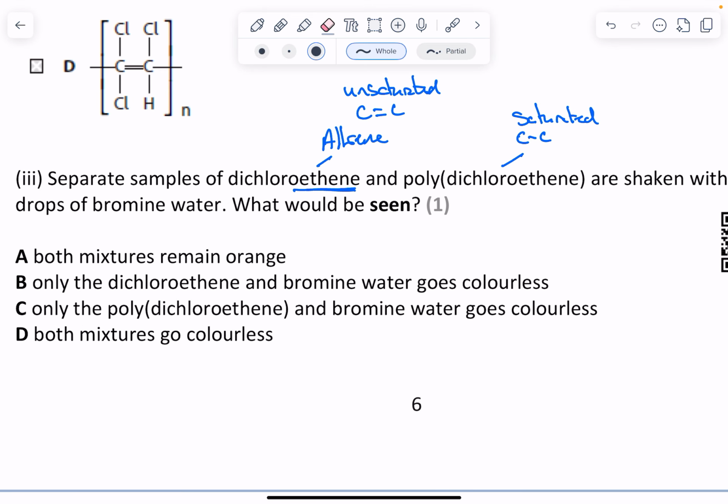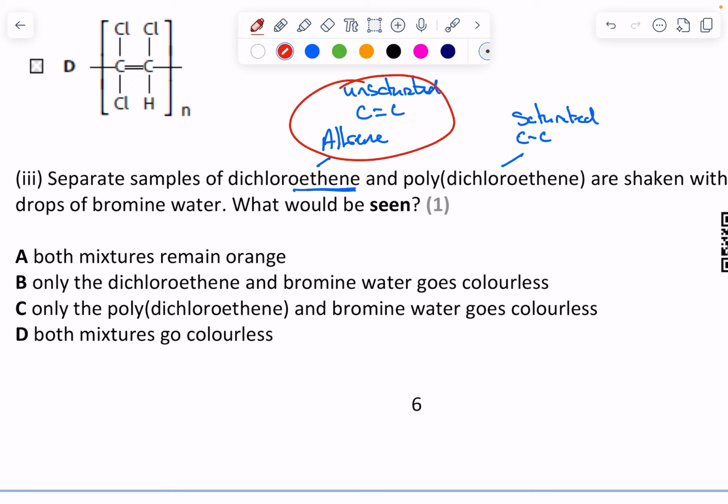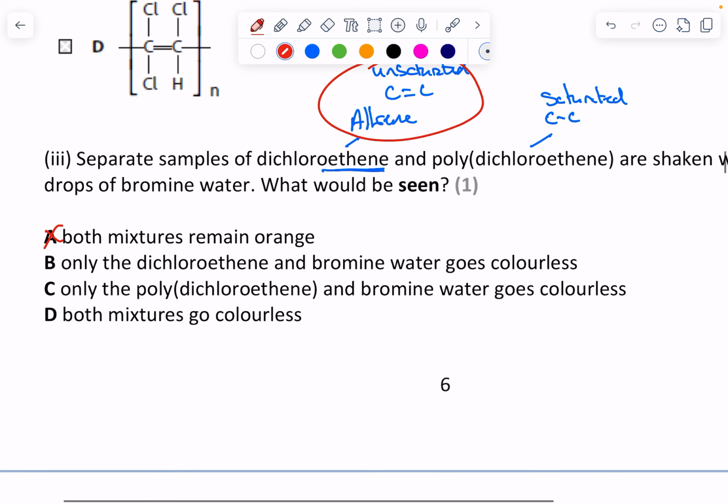And we add bromine to this. The only one that reacts is the unsaturated alkene with the double bond. So both mixtures remain orange is not true. Only the dichloroethene and bromine water goes colourless, that will be true. Both the poly and bromine water goes colourless, no. Both mixtures go colourless, no. So the right answer is option B.